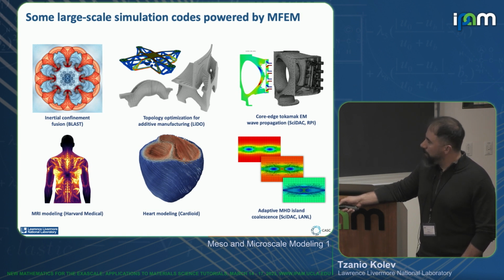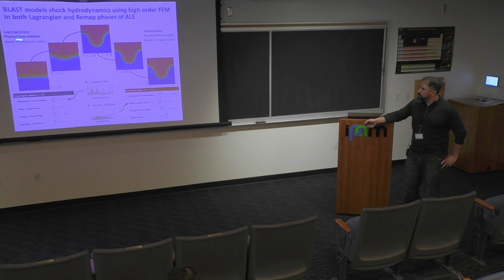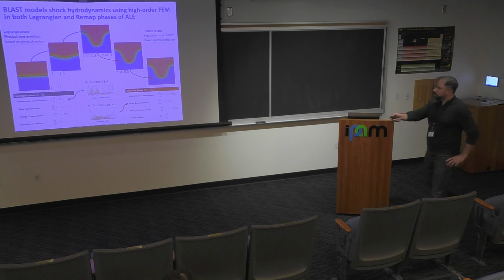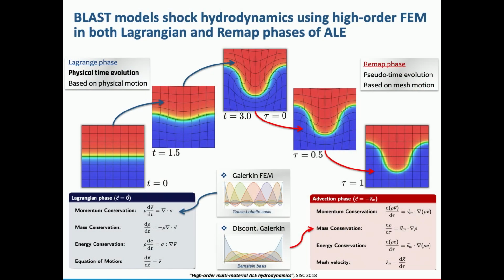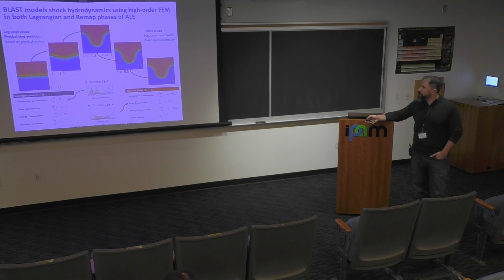So let me give you just a little bit of details on this application, the BLAST code. BLAST solves the compressible gas dynamics equations in the so-called ALE formulation, where we have a Lagrangian and an advection step that alternate. In the Lagrange step, we solve a system of conservation laws for mass, momentum, energy, and the mesh moves. So there is dx/dt equals v, the mesh moves with the physical velocity. This is an example of this evolution, and this is part of what I showed you in the beginning, the example of this very swirled mesh.